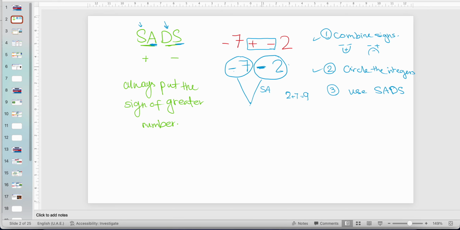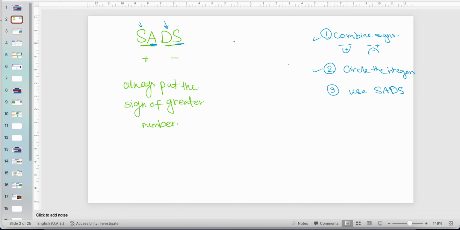Girls, although there is a negative in the middle, still, SADS is the key to solve the problem. It's not about whatever is written in the middle. This is the sign of the number. Also, this is the sign of the number. They will only help me to apply SADS. These two signs told me that since they are both negative, same sign, I have to add both numbers, no matter what is in the middle. So my answer is 9, but it will take the sign of the greater number, so negative 9. That's it. Let's take one last example.